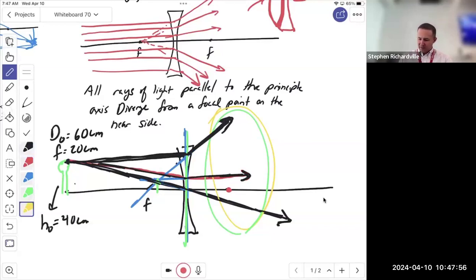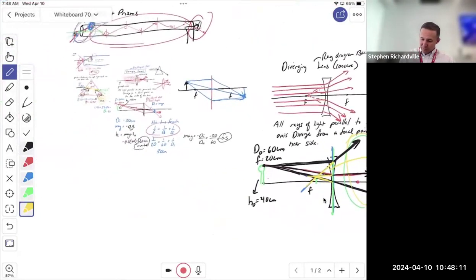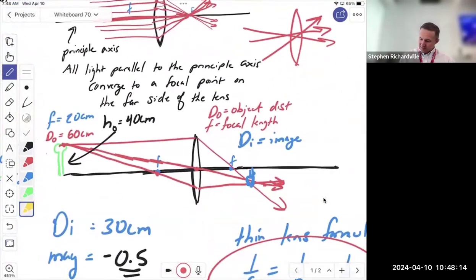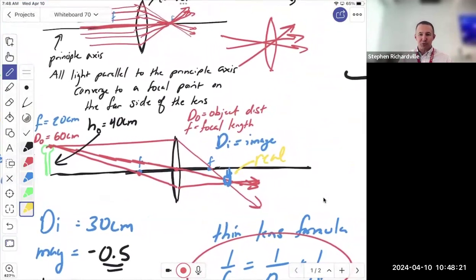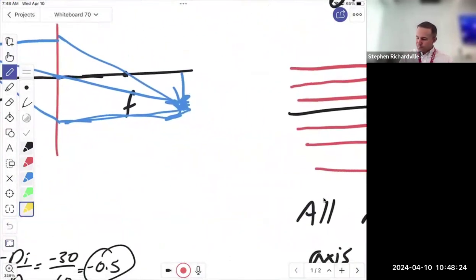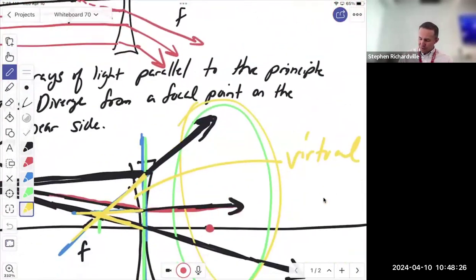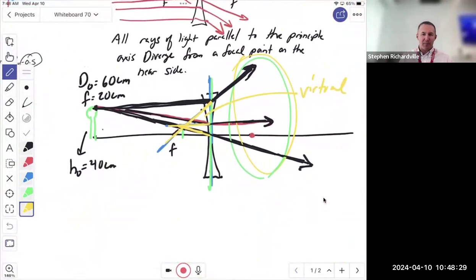But then what I did is I said, I'm going to trace each of those three straight back, and that's where my image is going to be. We call this a virtual image. Virtual means versus what happens over here, this is a real image. The light rays are actually converging to that point. They came together on their own. This is not a real image, it's a virtual image. Virtual images are where the light rays aren't converging on their own. I kind of have to make it happen by bringing them back into negative space.